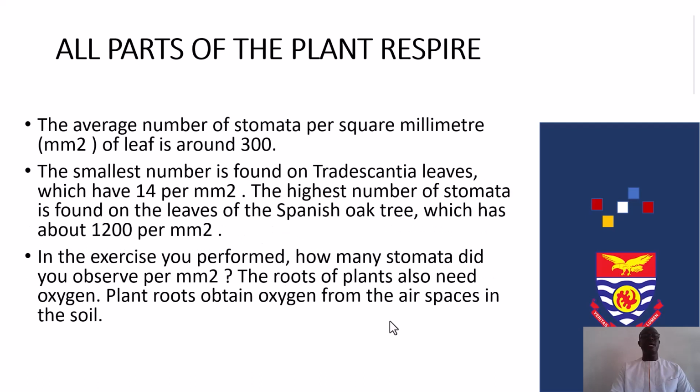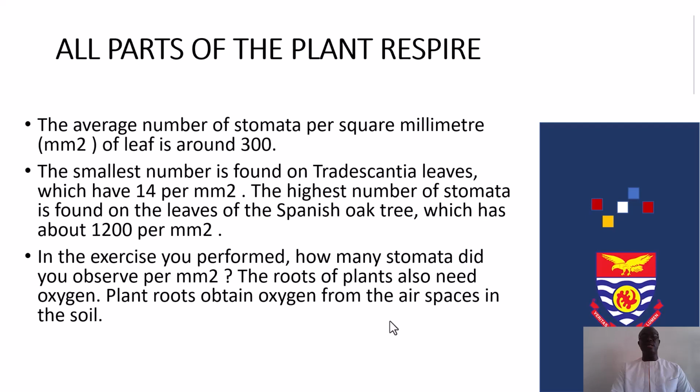The average number of stomata per square millimeter of leaf is around 300. The smallest number is found on tradescantia leaves, which have 14 per square millimeter. The highest number of stomata is found on the leaves of the Spanish oak tree, which has about 1,200 per square millimeter. In the exercise you performed, how many stomata did you observe per square millimeter?